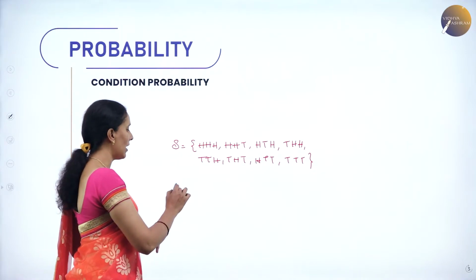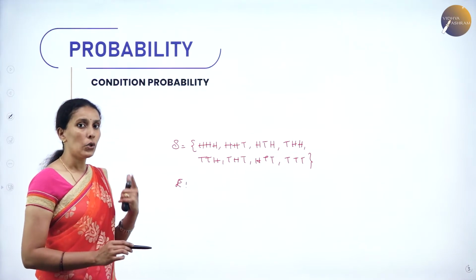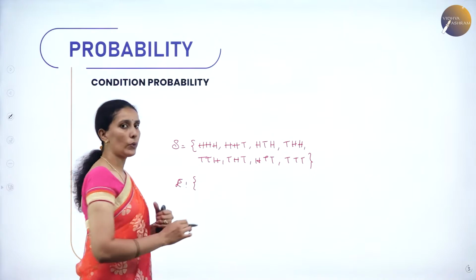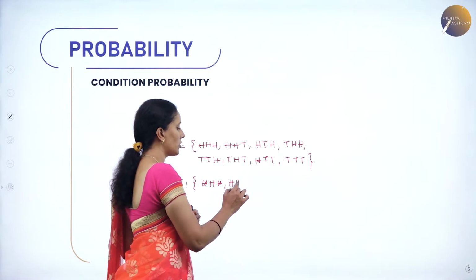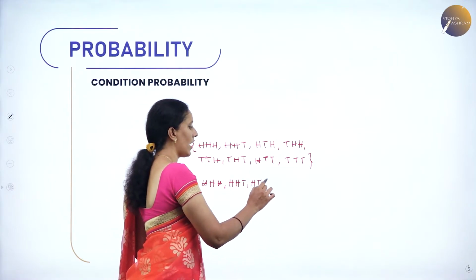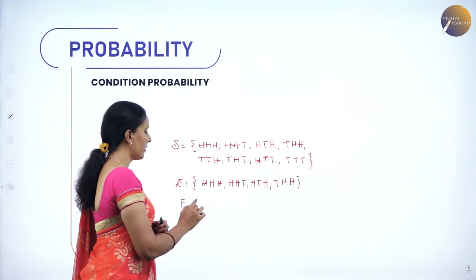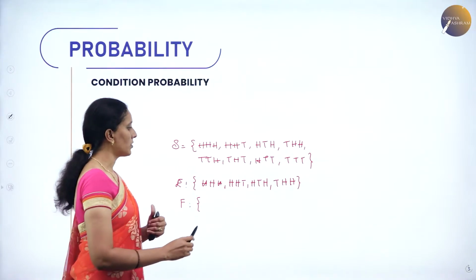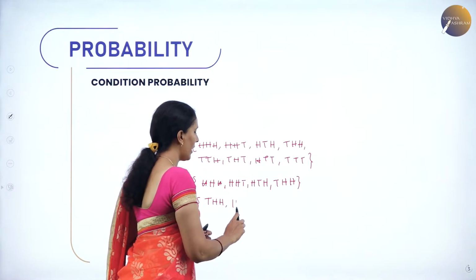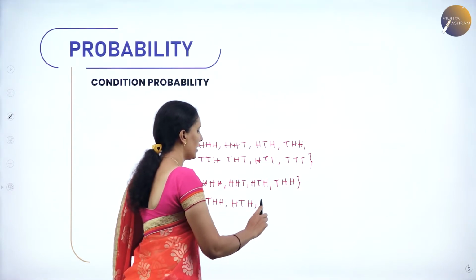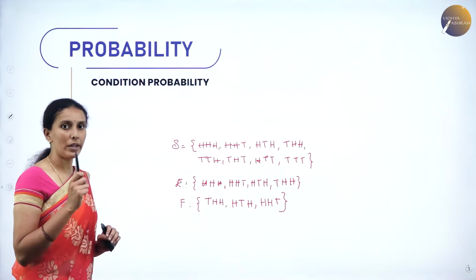Now, since this is a random experiment with more than one outcome, suppose I take 2 events. Let event E be at least 2 heads coming up. Then it must be HHH, HHT, HTH, and THH. Let F be the event where 1 tail appears. So what can we get here for 1 tail? THH, or we can have HTH, HHT. So these are the combinations where we can have only 1 tail.